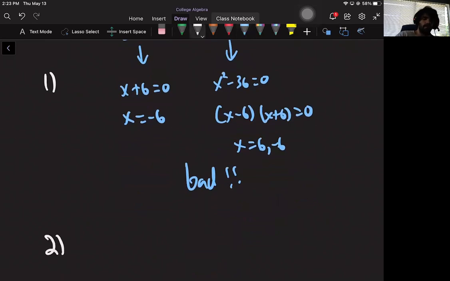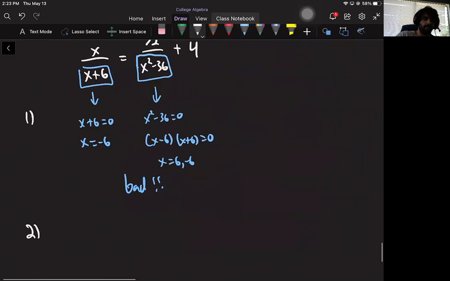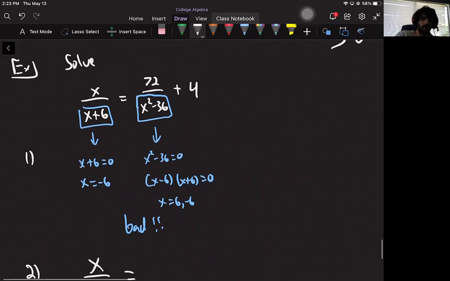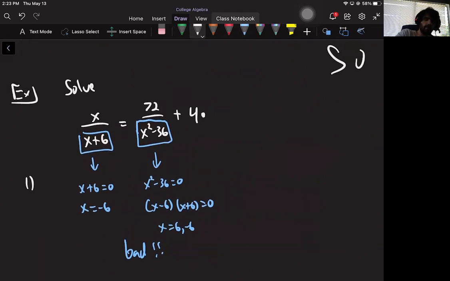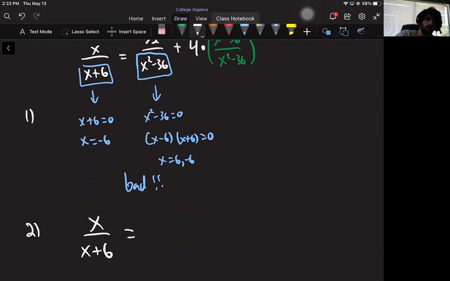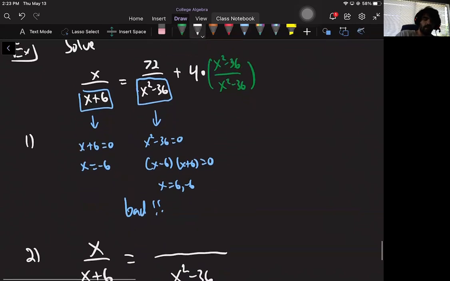Okay, so now I need to simplify. On the left side, there's nothing to do because it's by itself. But on the right side, I need this 4 to have the same denominator. So I'm going to multiply it by x squared minus 36 over x squared minus 36 so that it has the same denominator. And now that they have the same denominator of x squared minus 36, I can combine them: 72 plus 4 times x squared minus 36.